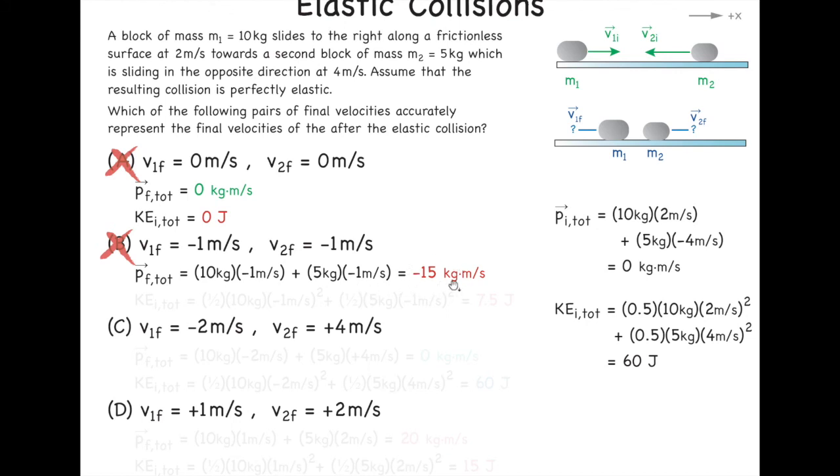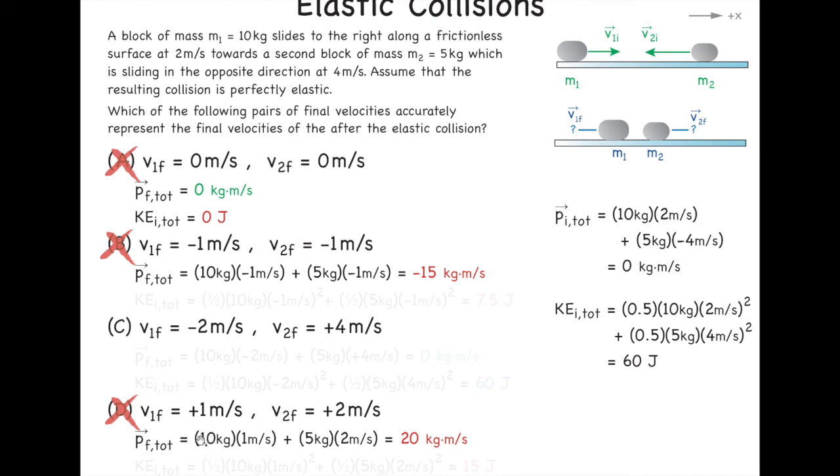But as you can see, just from momentum considerations, that gives it a negative 15 kilogram meter per second total momentum, which is not 0, right? So that doesn't match even from there. We could calculate kinetic energies, but there's no need at this point. So let's move on to the next one. I'm going to just go ahead and jump down here to D, because I know it's also a wrong answer.